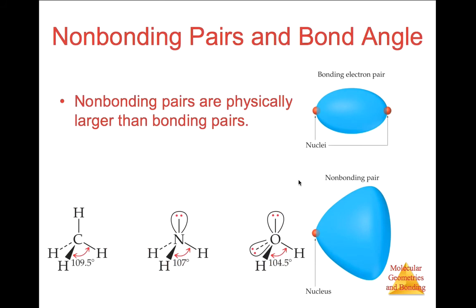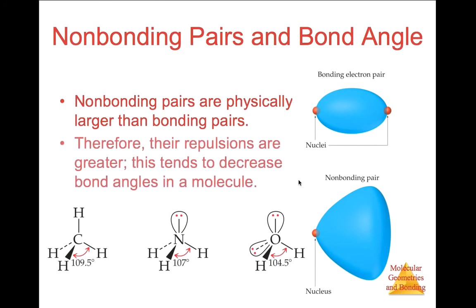Non-bonding pairs are physically larger than bonding pairs. Therefore, the repulsions are greater, and this tends to decrease the bond angle in a molecule. You can see right here there are 4 electron domains, all shared between the carbon and the hydrogens, which gives you a tetrahedral arrangement and a 109.5 degree bond angle. Here in NH3 you can see there's a non-bonded electron domain right here, and that forces the HNH bond angle to be a little bit less, about 107 degrees.